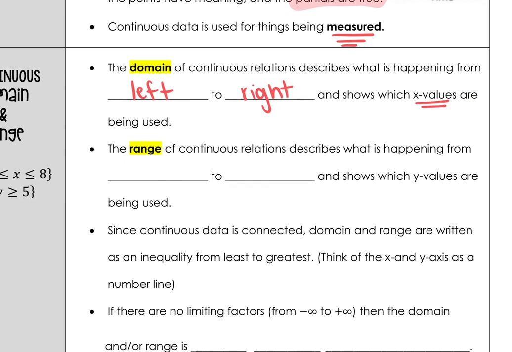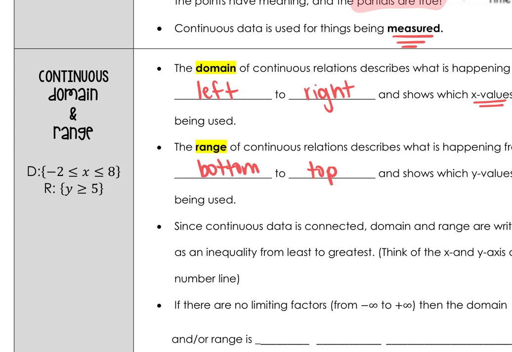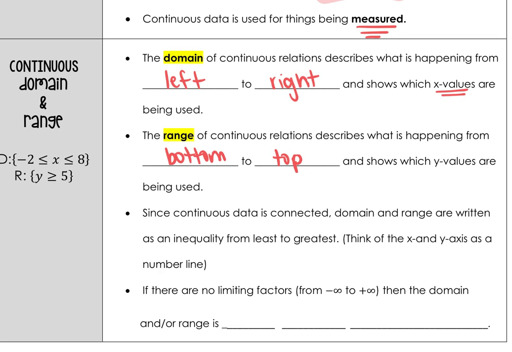The range of continuous relations describes what is happening from bottom to top. And it's showing us in that graph what are the y values that are being used.